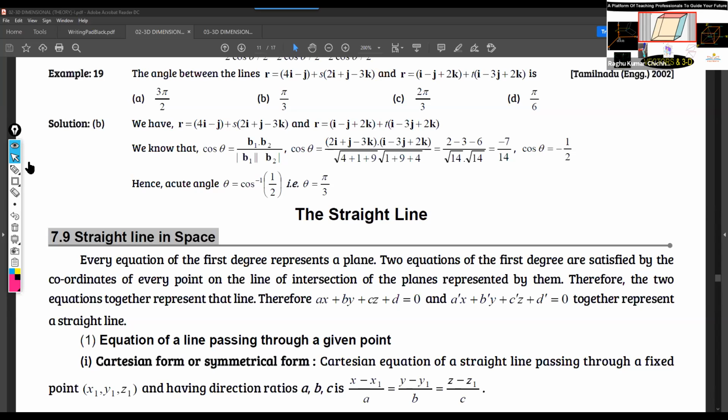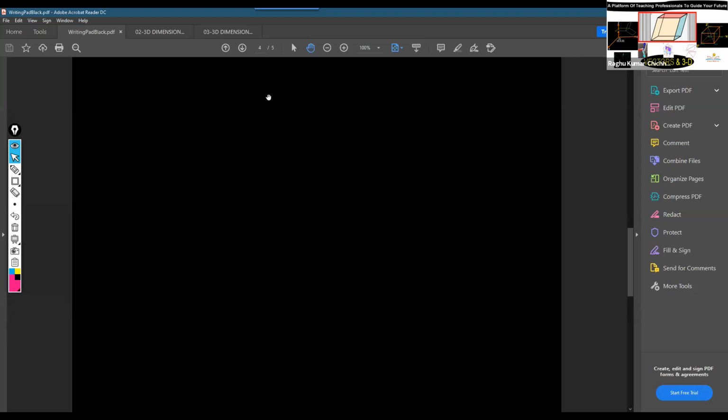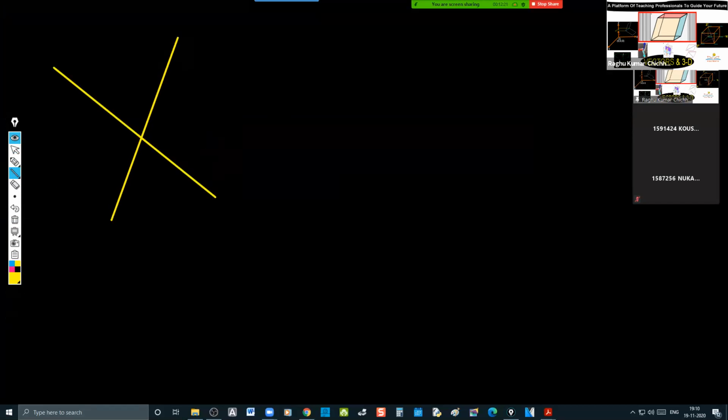Important point. If you take any two lines in two dimensions, if they are non-parallel lines, they intersect in a point, please. This is one line, this is another line. These are intersecting in a point.